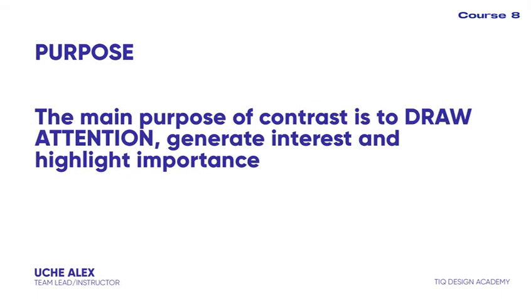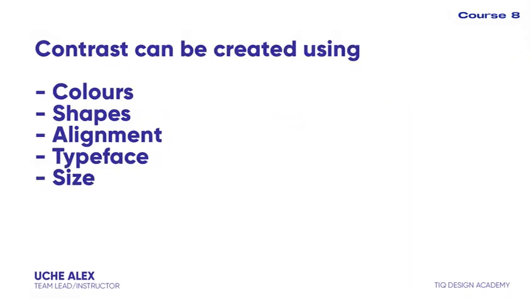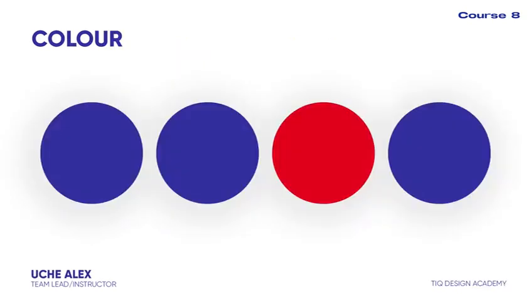So now we know what contrast is all about and its purpose. Now let's look at how we can create this contrast. We can create contrast in our designs by using colors, shapes, alignment, typeface, and size. So these are the 5 ways we can create contrast in our designs. So let's look at the first one. This is how we use color to draw attention to a specific element or attach relevance to a particular element.